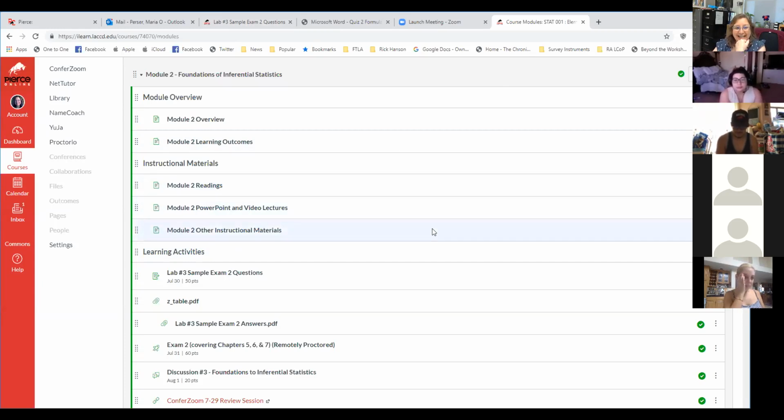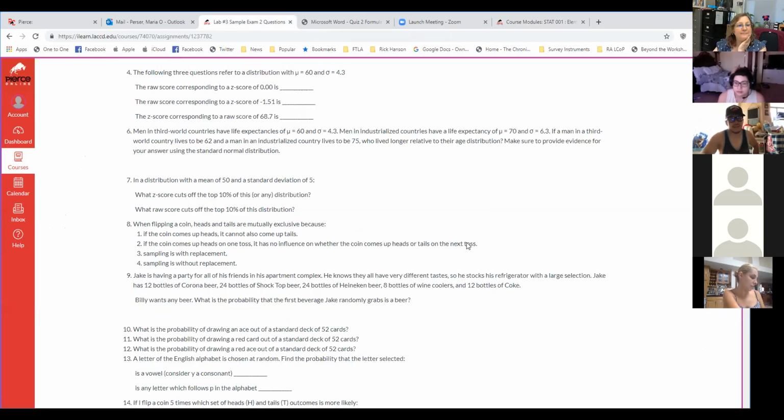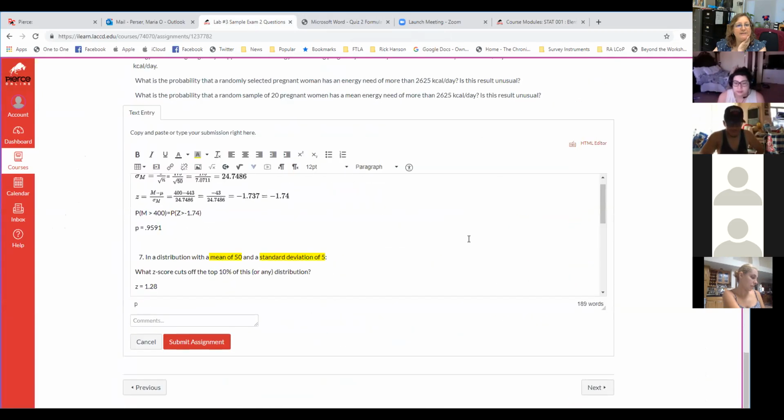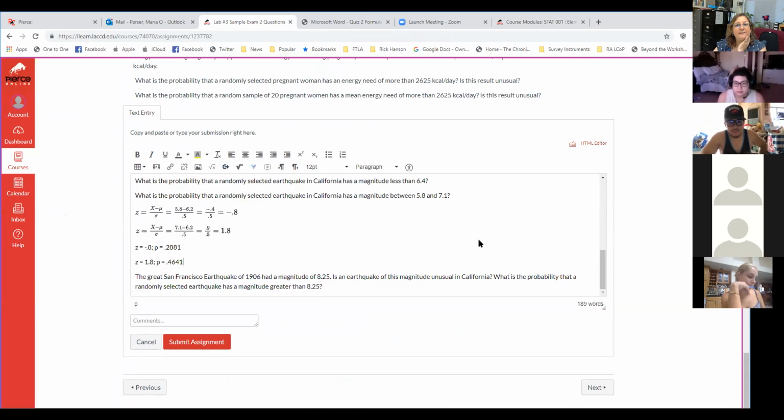So hopefully that helps. I actually have a question. Yeah, you have a question? Yes. For the recent question we did, the earthquake one, I think it was number 16. Okay, let me go back to it. When you were doing the magnitude between 5.8 and 7.1, and we found the Z. Yes. So my question is the proportion part.